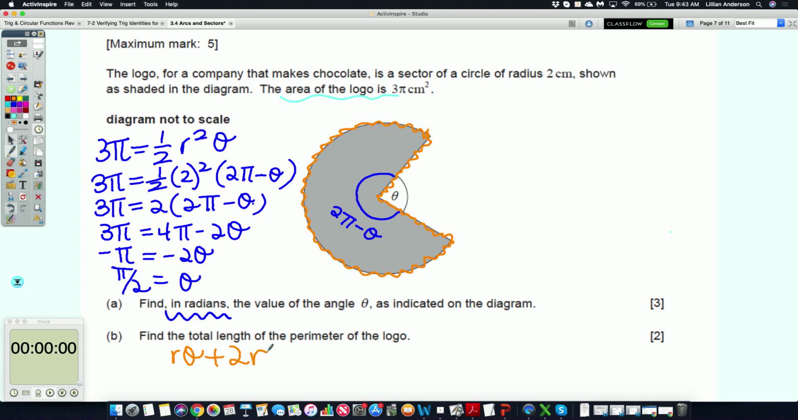What is the radius of the figure? 2. And what is theta in this problem? 3 pi over 2, because if theta is pi over 2, that's 2 pi minus pi over 2. Common denominator, and then you get 3 pi over 2. Plus 2 times r, which again is 2. What's 2 times 3 pi over 2? 3 pi. And what is 2 times 2? So plus 4, and this is in centimeters.